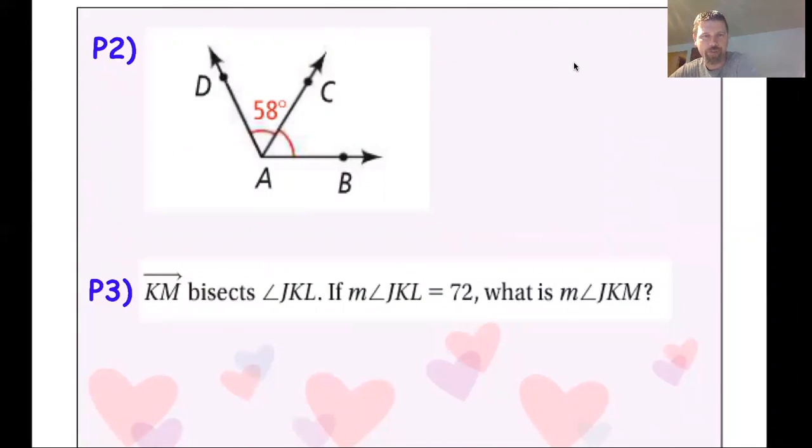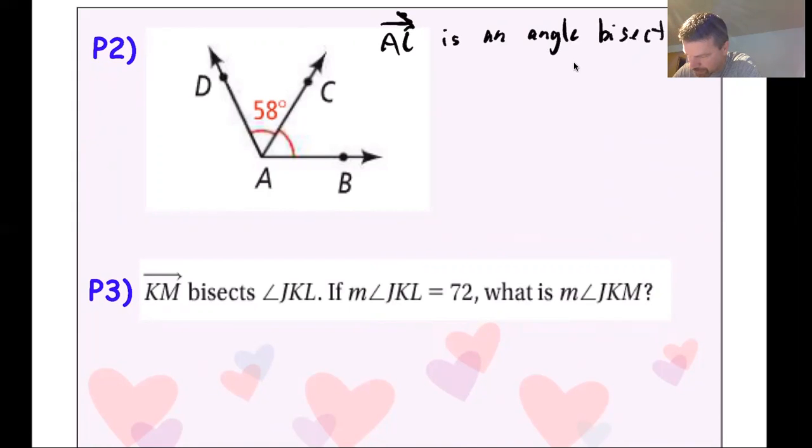Okay, P2, this one is incomplete on your slide. I apologize for that. I think I lost something when I copied it. There should have been some information for this problem. It should have said that AC is an angle bisector. And there should have been a measurement for this angle here saying that was, I believe it was 5x plus 3. And the instructions would be to find x.